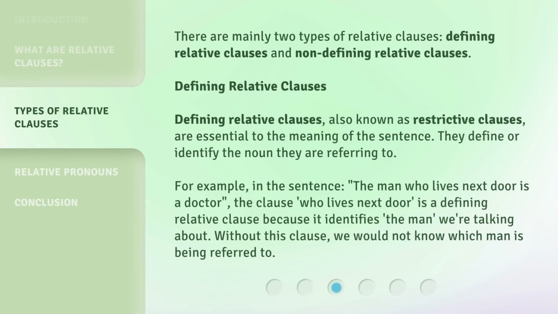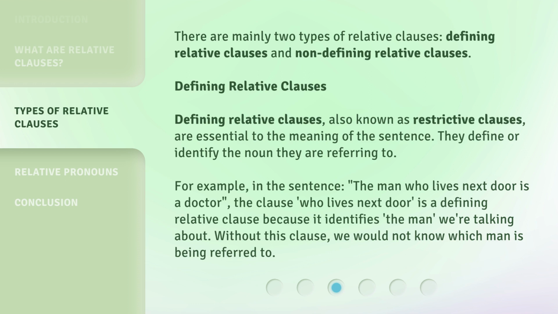There are mainly two types of relative clauses: defining relative clauses and non-defining relative clauses. Defining relative clauses, also known as restrictive clauses, are essential to the meaning of the sentence. They define or identify the noun they are referring to.